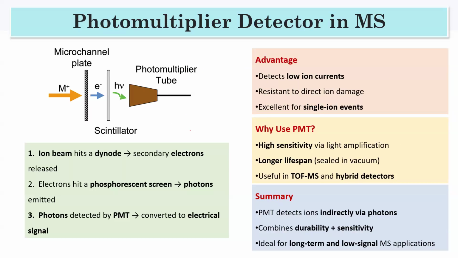So here is the summary. In the photomultiplier tube, it is detecting your ions indirectly via photons. It also has higher durability and sensitivity, and it is ideal for long-term and low-signal mass spectrometry applications.